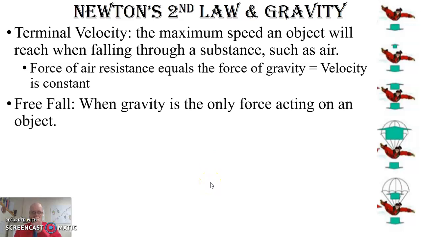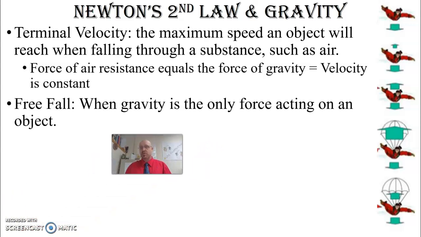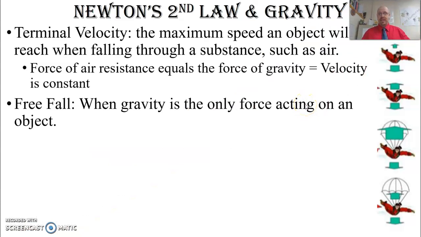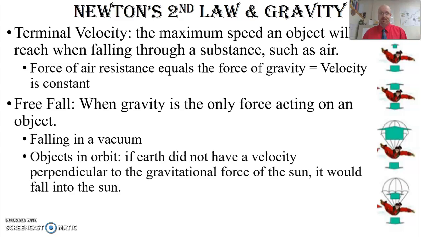Free fall: the definition for free fall is when gravity is the only force acting on an object. So for instance, if you drop something and it falls out of your hand, that object is now in free fall because gravity is what's pulling it down. Okay? This also happens when you're falling in a vacuum because there's no air resistance pushing up on you. In free fall, you would also constantly accelerate due to the accelerating force of gravity. Remember, gravity is a force, which is mass times acceleration.